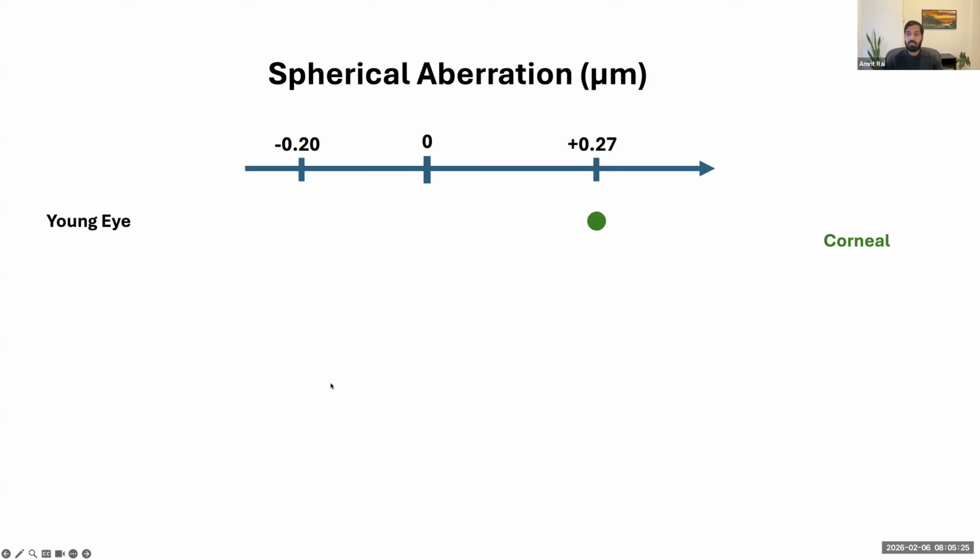If we look at the physiologic optical system, we can see that a young cornea has positive spherical aberration of 0.27 on average, and the young phakic lens has about minus 0.2 spherical aberration on average. This leaves our total SA of the eye that is slightly positive, and some studies have shown that this may actually be ideal or preferable over zero spherical aberration.